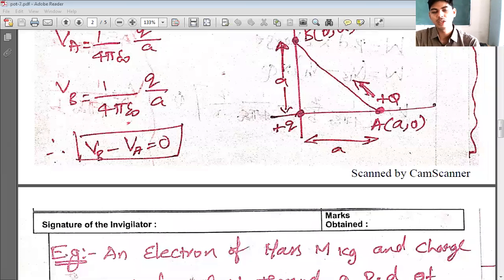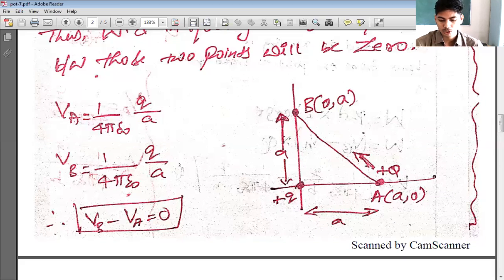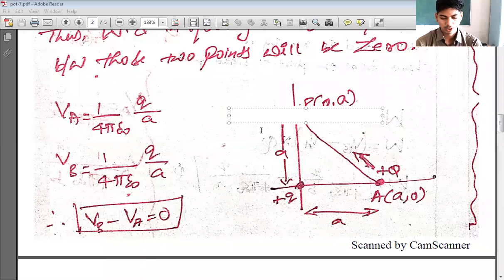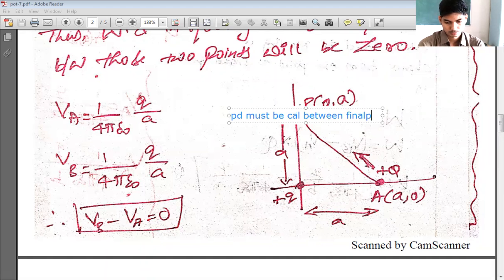Why have we taken VB minus VA, why not VA minus VB? See, potential difference must always be calculated between the final position and the initial position.